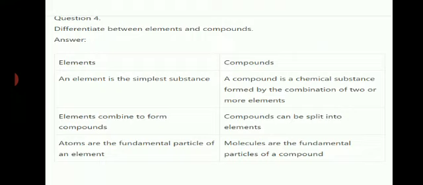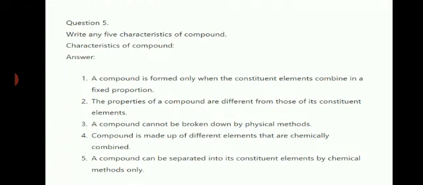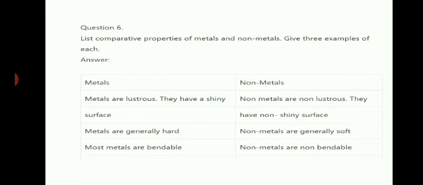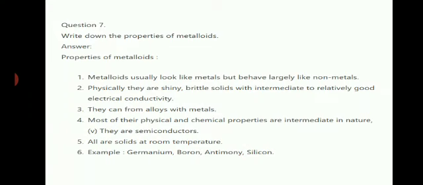And differentiate between elements and compounds. You know that. You see the tabular column. Next, write the 5 characteristics of compounds. The same question as the third question, which I already taught you. The same question is this also. Next, list comparative properties of metals and non-metals. This was also asked as a 2 mark question, the same one. And write down the properties of metalloids.